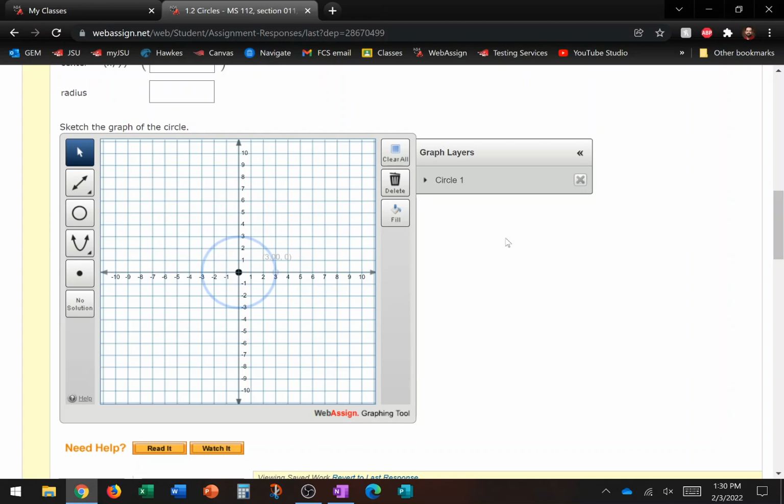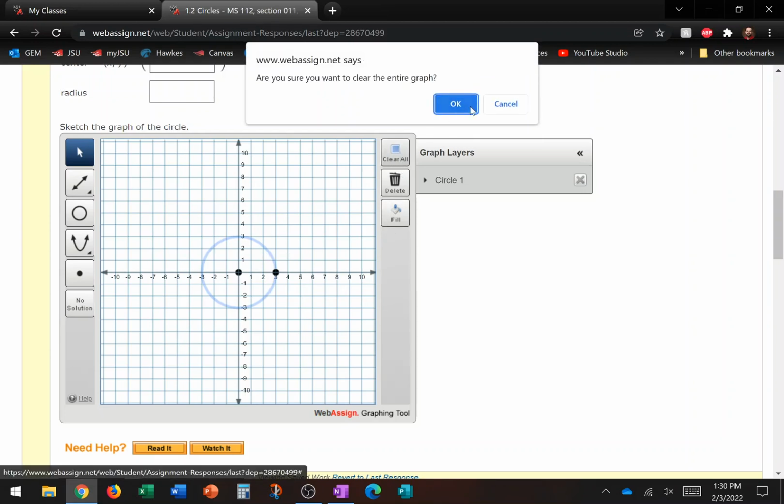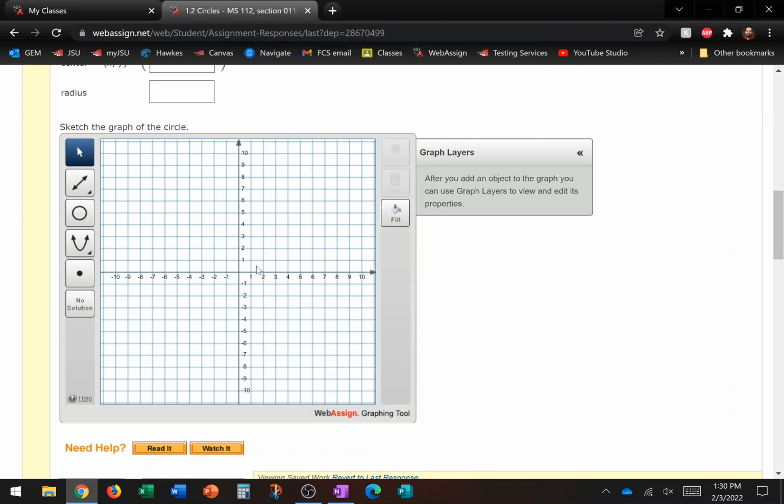Not too bad. And if you mess up, just hit the clear all button, because if you start trying to take one point away and stuff like that, WebAssign gets cranky sometimes. So if you have an extra point on the graph or something, it'll be mad. So clear it.